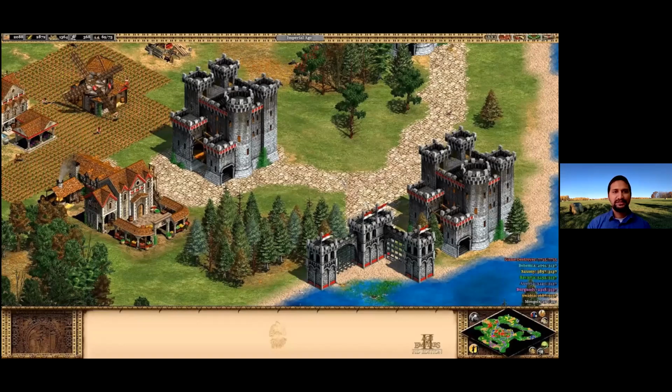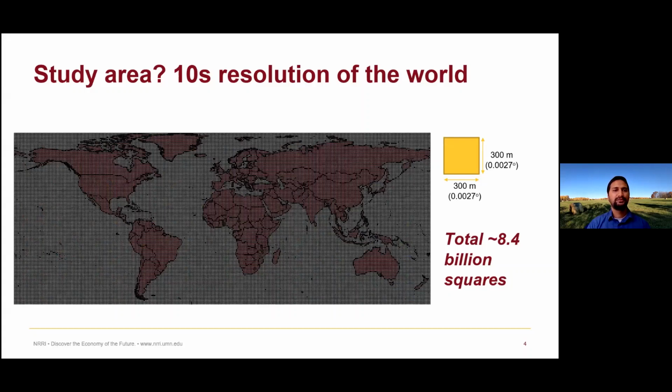So what is the study area again? We are working on a global scale. What we do is divide the entire world into 300 by 300 meter small square grids. So it is 10-second resolution of the entire world. This gives us around 8.4 billion squares. So we need to take decisions 4.8 billion times to figure out what we can do in the entire world such that it is not only beneficial for the economy, but also beneficial for ecosystem services.